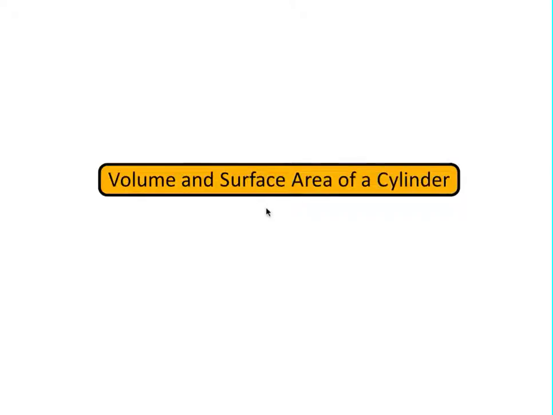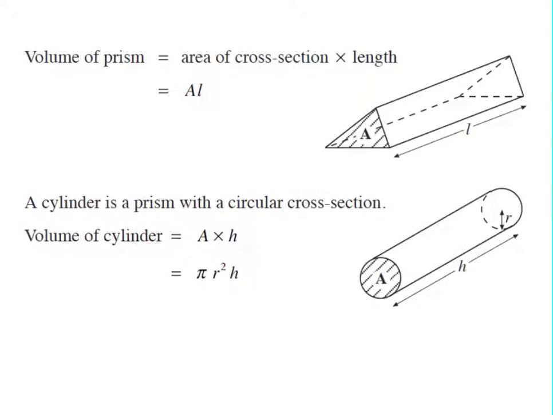In this exercise, we're going to look at the volume and surface area of a cylinder. Okay, so we know that the volume of a prism is the area of the cross section, which in the first picture is this area A here, multiplied by the length. And a cylinder is a prism as well, so we have the same sort of formula. We work out the area of the cross section, that's the circle, multiplied by the height or the length.